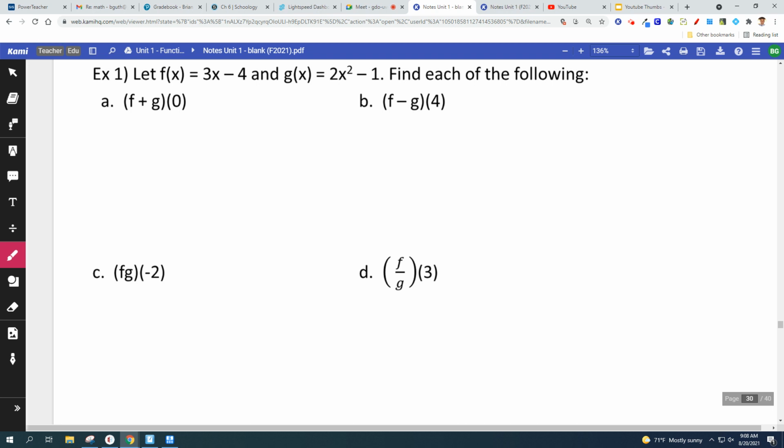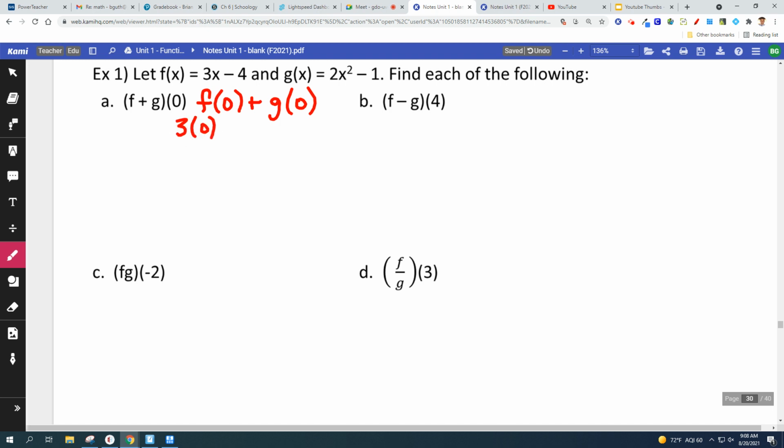Part A, all it says is we're going to do two things. We're going to plug in 0 and we're going to add the functions. So it might help if you think about it as f of 0 plus g of 0. Now, that is not distributive property. I did not distribute. I'm going to plug in 0, and I'm going to add the two functions.